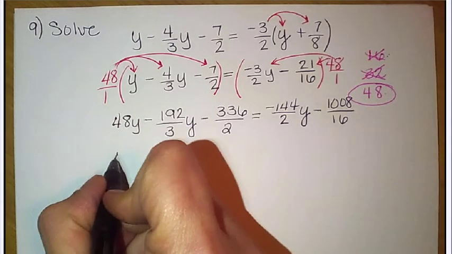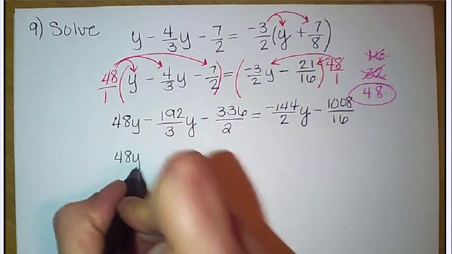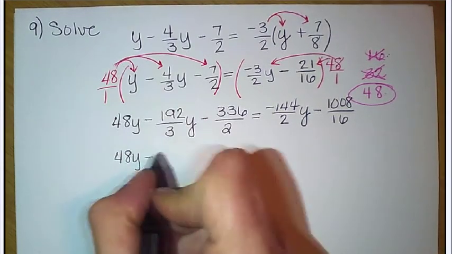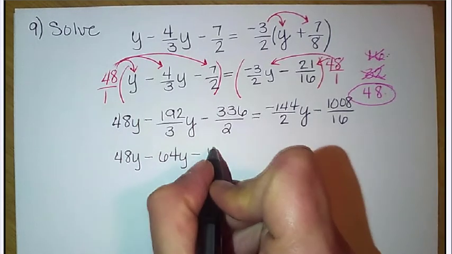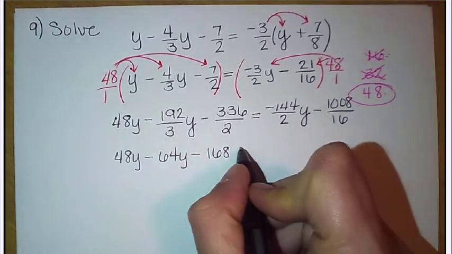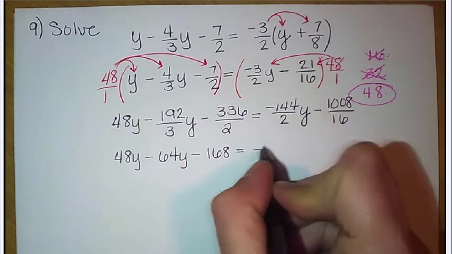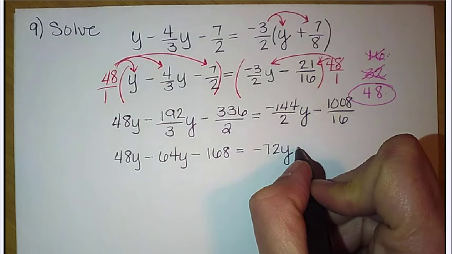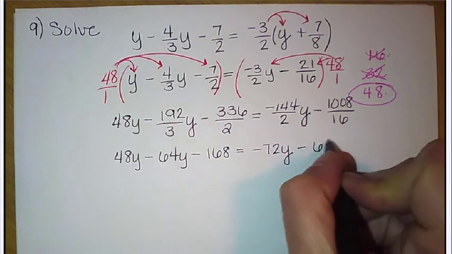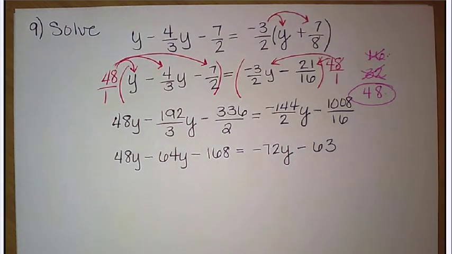So we're going to have 48y minus 64y minus 168 equals negative 72y minus 63. So look at that, all nice pretty whole numbers. We don't have any more fractions, and we're just going to work through the rest of those steps that we talked about in the previous video.